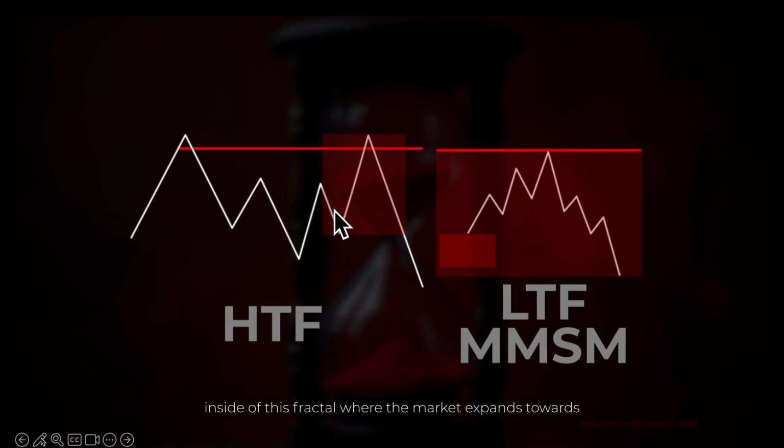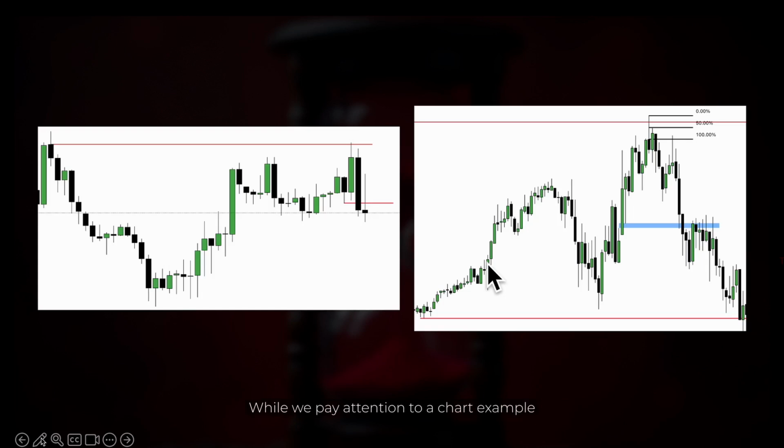Inside of this fractal, the market expands towards the upside, drawing towards that bearish rejection block, followed by a reversal lower. While we pay attention to a chart example of this, what you can see is that the market expanded higher and formed a high. Do you see this long wick? I'm extending that to the right.